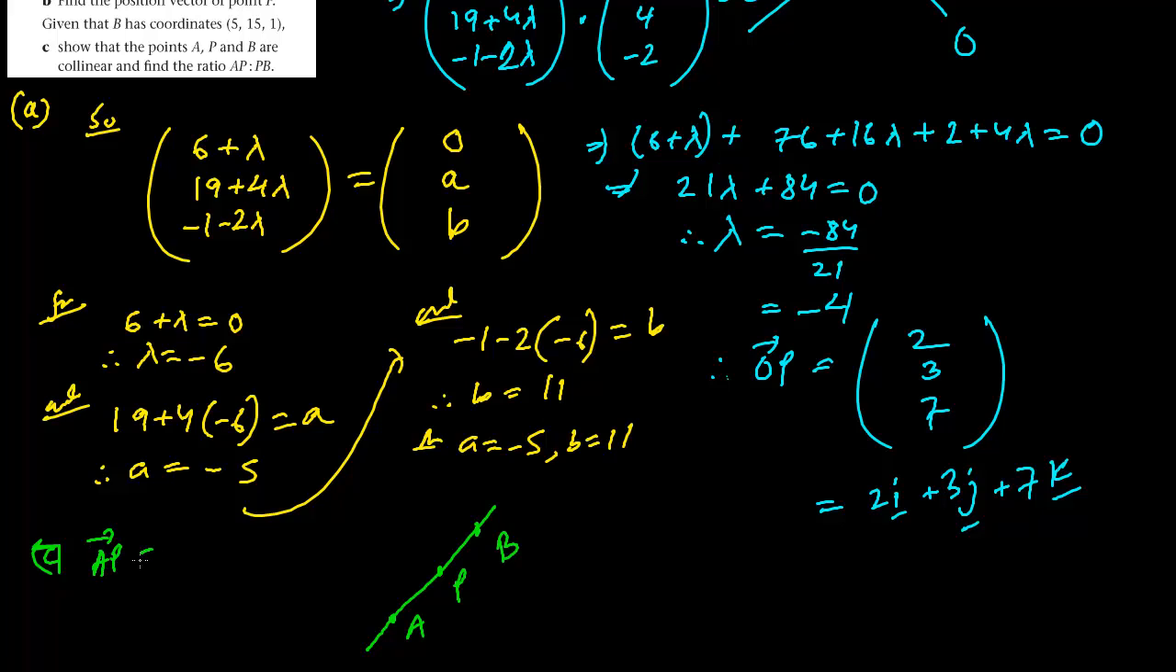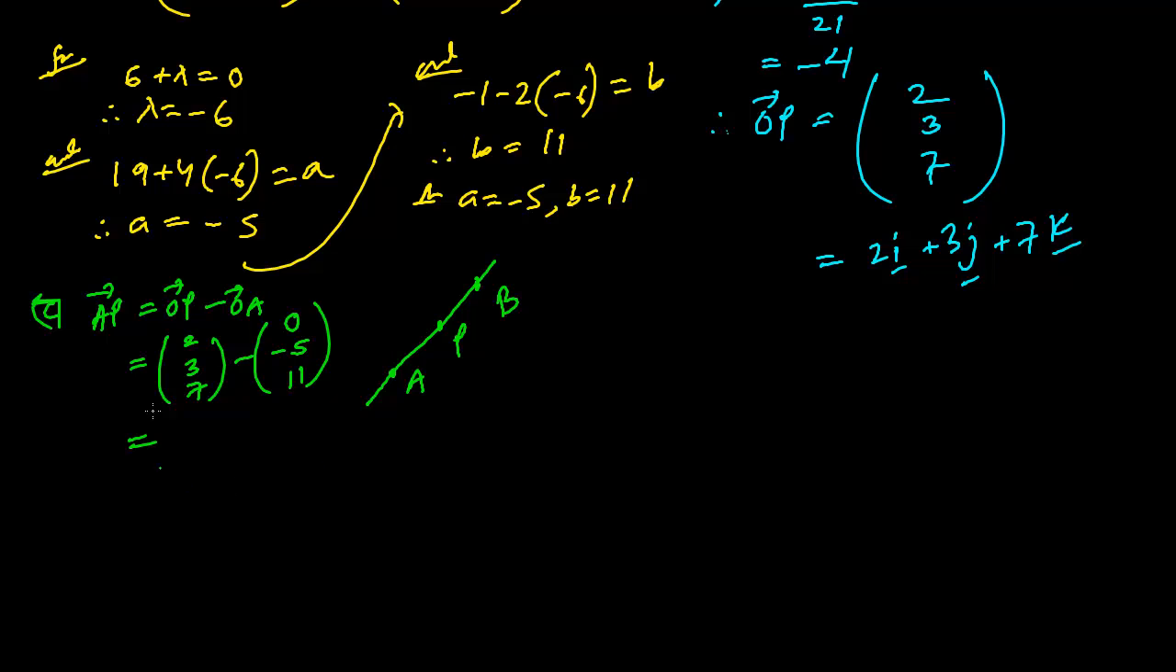So let me start with AP. So it is OP minus OA. So OP is, we just found it, (2, 3, 7) minus OA. OA is minus 5, B is 11, we found this. So this is going to be 2 minus 0 is 2, 3 minus minus 5 is 8, 7 minus 11 is minus 4. It's very important for direction vector, you have to take something common. We can take 2 common and whatever is left over is the direction vector (1, 4, minus 2). So this is the direction vector for AP. AP is 2 times this direction vector.